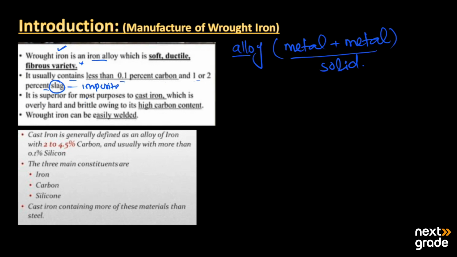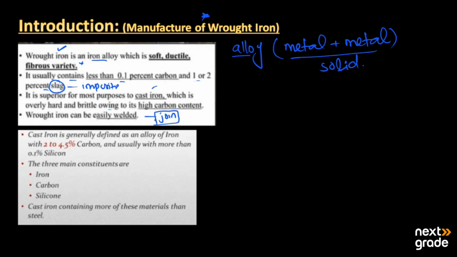It is superior for most purposes to cast iron, which is overly hard and too brittle owing to its high carbon content. So by the use of cast iron, we may be able to prepare that wrought iron. That wrought iron can be easily welded. The purpose of welding is just to join the different parts of the iron with the help of some charge, which is called welding.